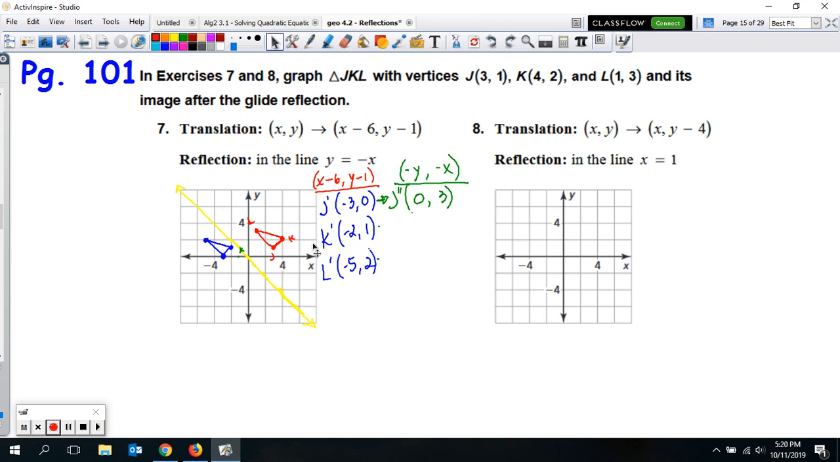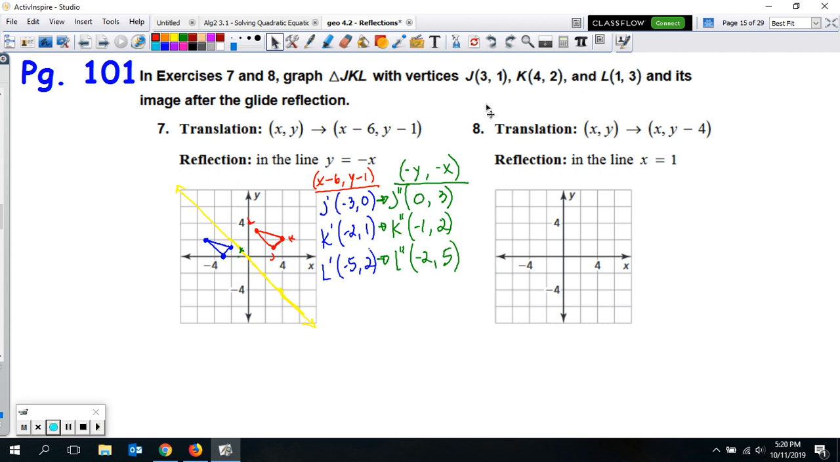And then for the K double prime, it's going to be 1 being first, but it's going to be negative 1, 2 second, and it's going to be positive 2. So it's going to be negative 1, positive 2. And then this one, the 2 is going to go first, but it's negative 2, and then it'll be positive 5 second. So negative 2, positive 5, and now we plot these points.